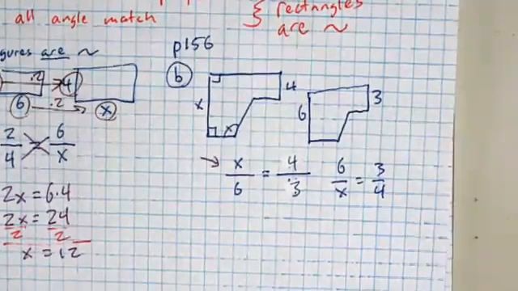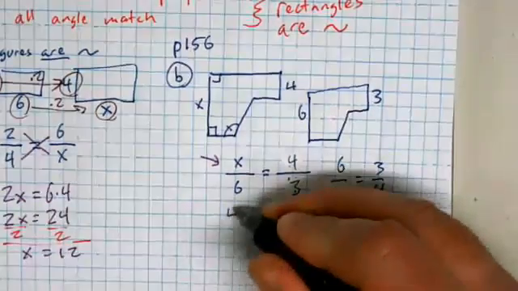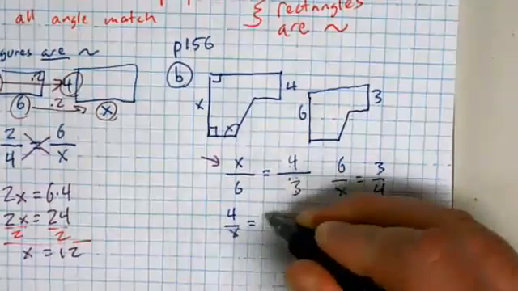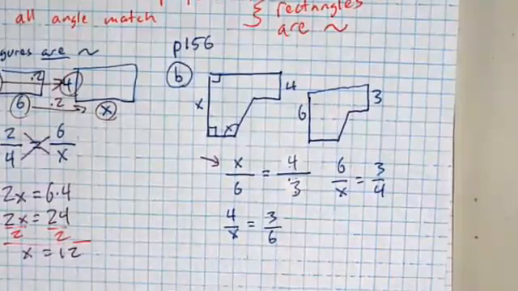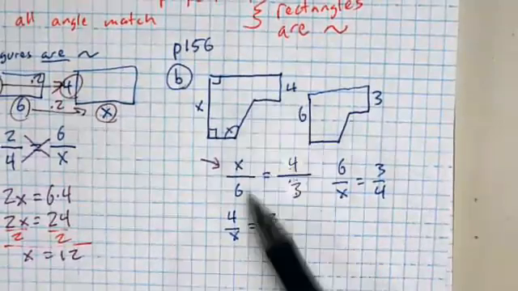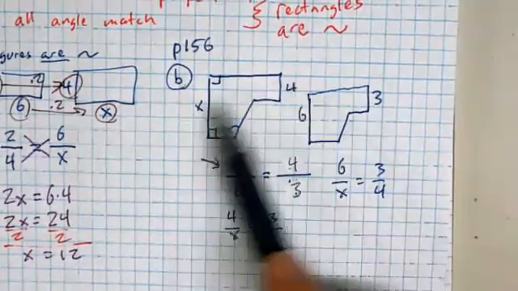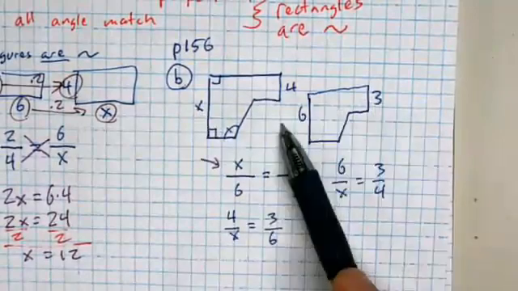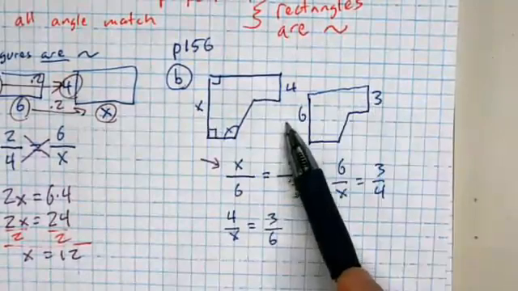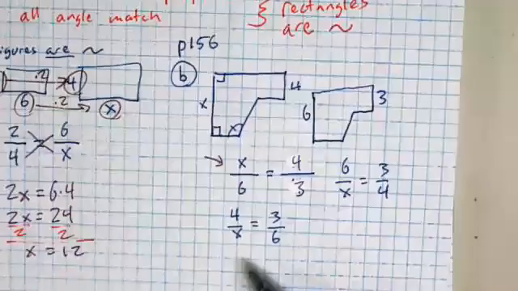Did anybody go 4 over x equals 3 over 6? That is actually going to work because I am being consistent. Now the 4 and the x are in the same shape, but they're the same sides as the 3 and the 6. Okay, so this is going to work.